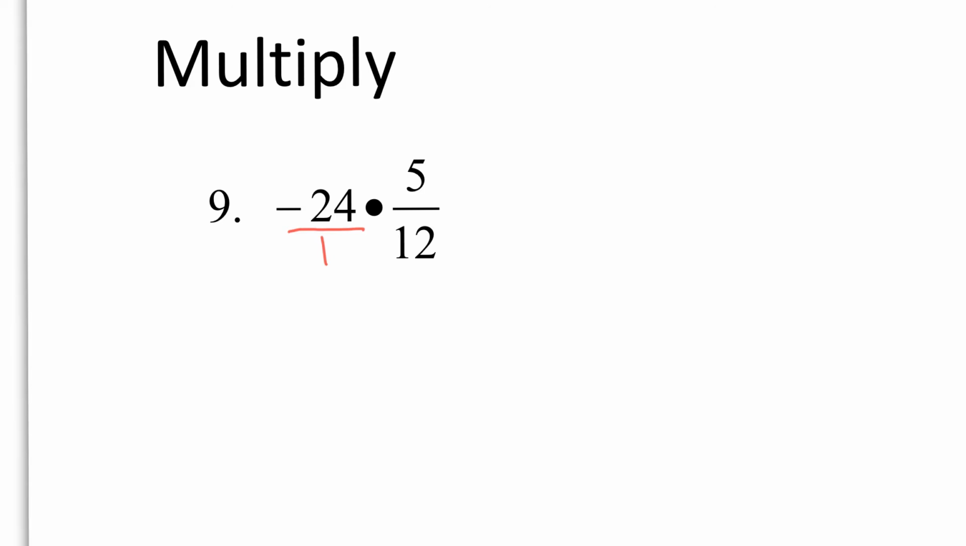So I'm going to cross this one out, but I do have to keep the negative, because it is a negative number. And I'm going to divide by 12. 24 divided by 12 is 2. And over here, 12 divided by 12 is 1. And the greatest common factor is 12, right?